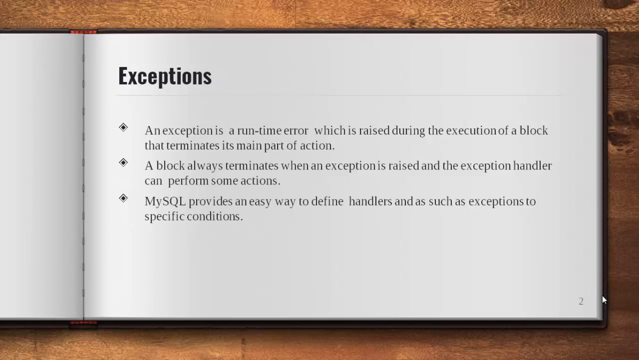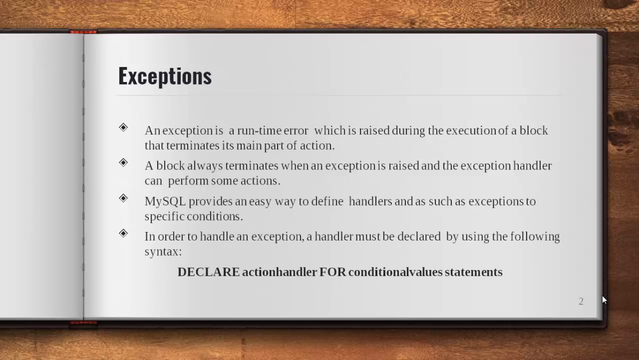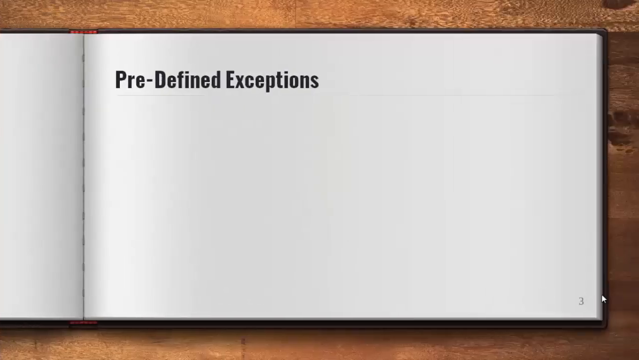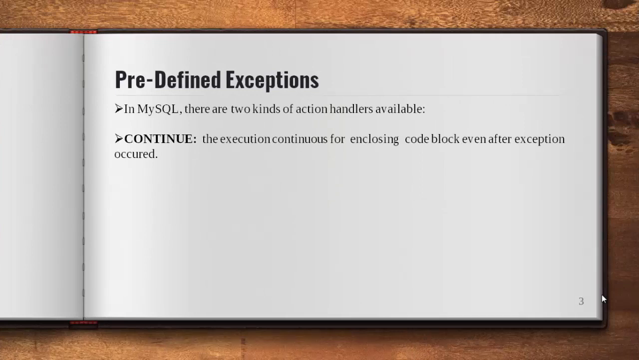And here we have a syntax in order to handle an exception. For every exception, we need an exception handler. So the syntax for that is declare action handler for condition values and statements. In order to explain this, what are the different predefined exceptions? There are two kinds of action handlers that can be used in this.